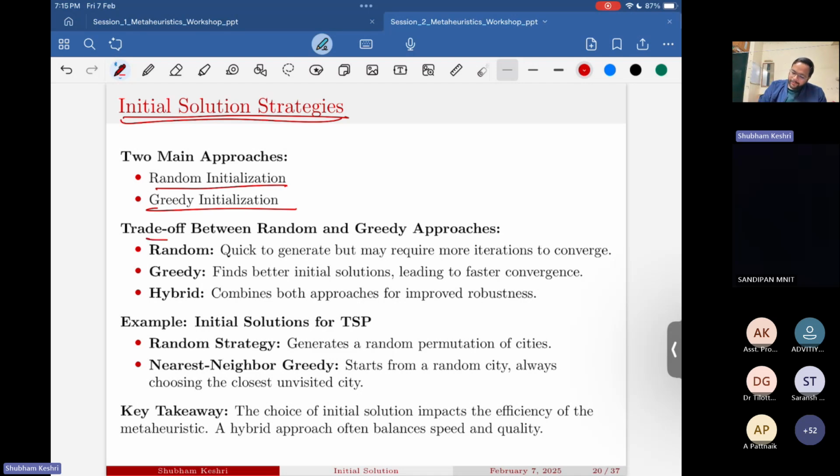Okay. Trade-off. If you go with a random solution, it is quick, but it may require more iterations to converge. Greedy solutions may take some time to obtain, but convergence of the meta-heuristics will be faster. You can apply some hybrid approach, where I perform greedy search for some minutes and the other times I do it randomly, and so on and so forth. But this is important. Starting with an initial solution is important.